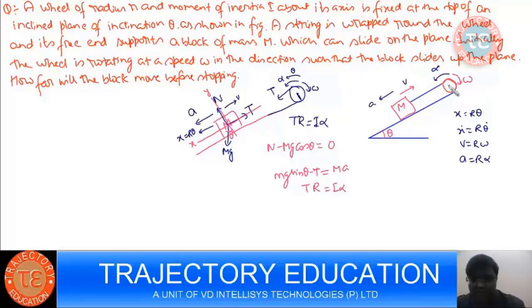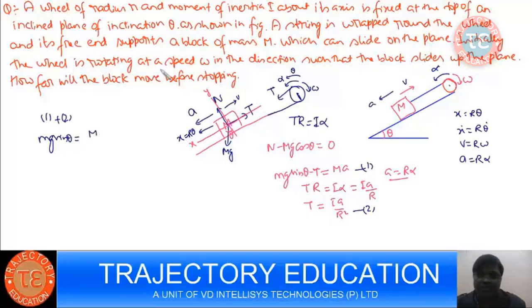And your TR is I alpha, and this is rotation about a fixed axis. If it moves by theta, then r theta amount of string will be unwound. This will move by r theta. So this is the relation you have, as we discussed in the last question. If I put alpha as a by r, then T will be Ia by r square. So this is equation 1, this is equation 2. You add 1 and 2, you will be getting mg sin theta equals, what's the mass, it is capital M. So I think here also it will be capital M, and here also it's going to be capital M.